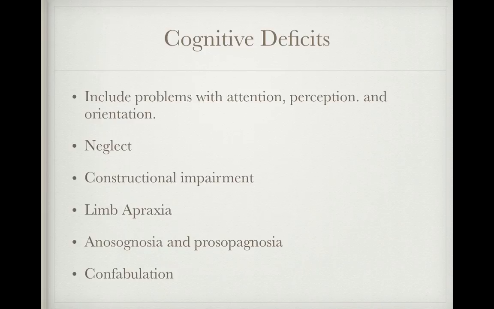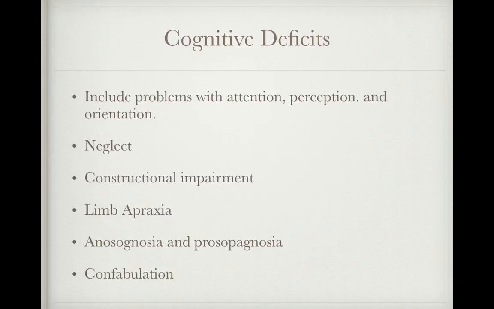Constructional impairments involve difficulty drawing, copying designs, or creating designs. Constructional impairment is common with left hemisphere damage and right hemisphere damage. Individuals who show constructional impairment will produce reproductions that will be distorted, disorganized, disjointed, and they may contain inappropriate characteristics.